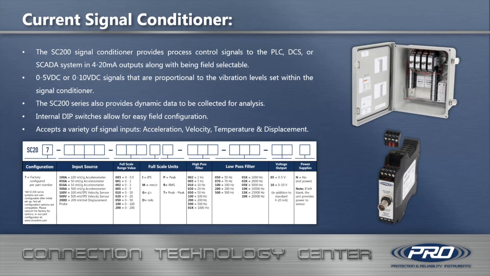You have internal dip switches that allow for easy configuration, and the SC200 series accepts a variety of signal outputs, including acceleration, velocity, temperature, and displacement for proximity probes. If you look at the configurator at the bottom, that is all of the different things that you can change with the signal conditioner. CTC also offers a free configurator on our website. You can download it and understand how to change each dip switch in order to get the configuration that you want for your application.